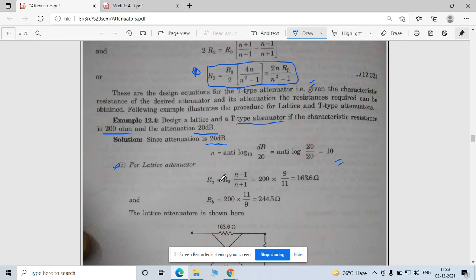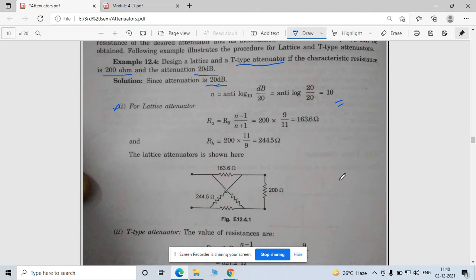RA is nothing but your R naught. RA is the series, meaning upper side resistance, and RB is the diagonal resistance. So RA is nothing but R naught times n minus 1 divided by n plus 1. What is R naught? R naught is nothing but this characteristic impedance. So simply put the value and get your answer. Similarly RB, once you calculate this, represent these resistances in the form of this lattice network. So this is your answer for the lattice network.